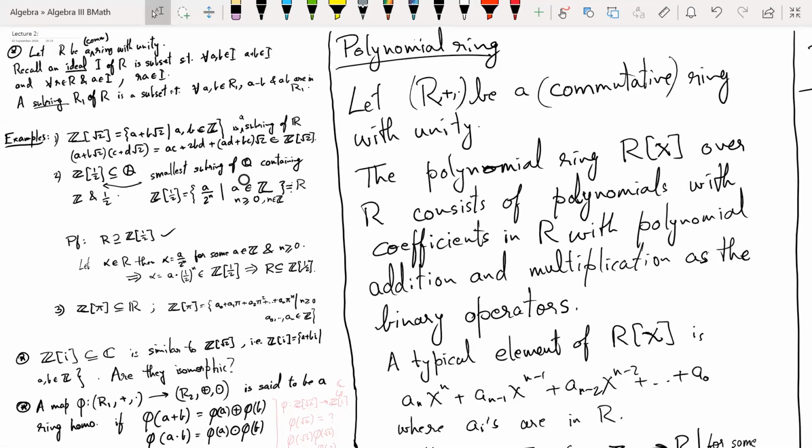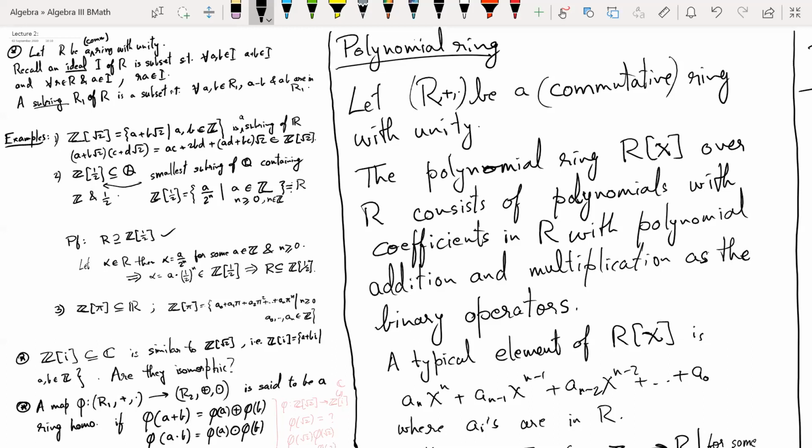This polynomial ring, we sort of know philosophically what a polynomial ring is. Z[π] is sort of like a polynomial ring, but we think of it as a subring of R. So we'll make this a little formal. Let (R, +, ·) be a commutative ring with unity. Commutative is again not necessary; a ring with unity is enough. You can define a polynomial ring even over a non-commutative ring, but if it helps you, just think of it as a commutative ring. The polynomial ring R[x] over R.